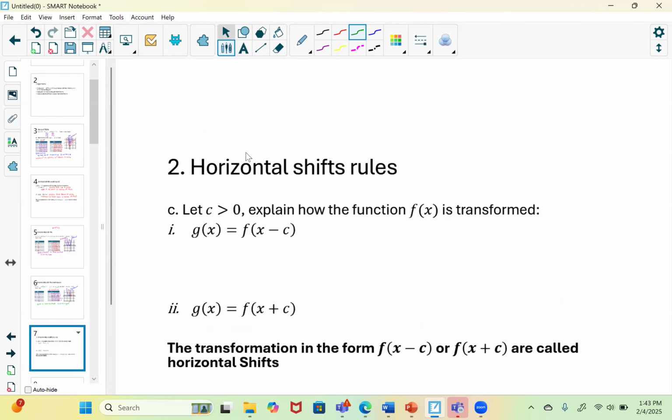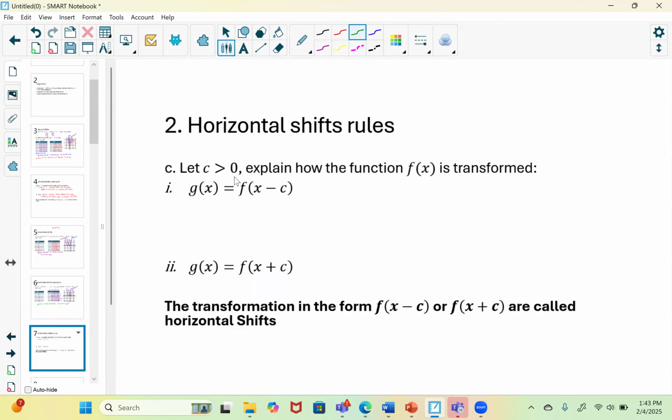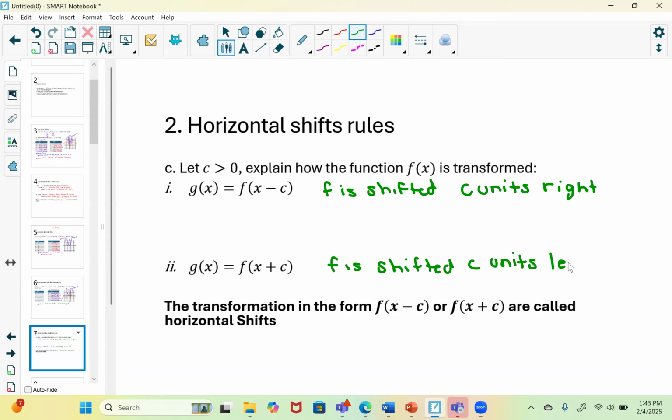So the rules for horizontal is if c is some number greater than 0, if we have f of x minus c, how it's going to shift is f is shifted c units right. Okay, so anytime it's minus, we move right. And then this one, f of x plus c, f is shifted c units left. Okay, so plus is left, minus is right. And these are called horizontal shifts. So we're going to count right or left when we're shifting it.